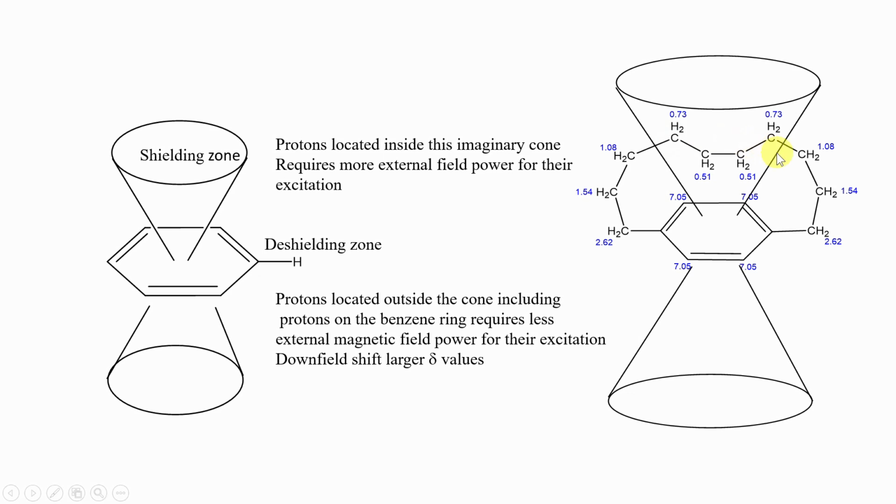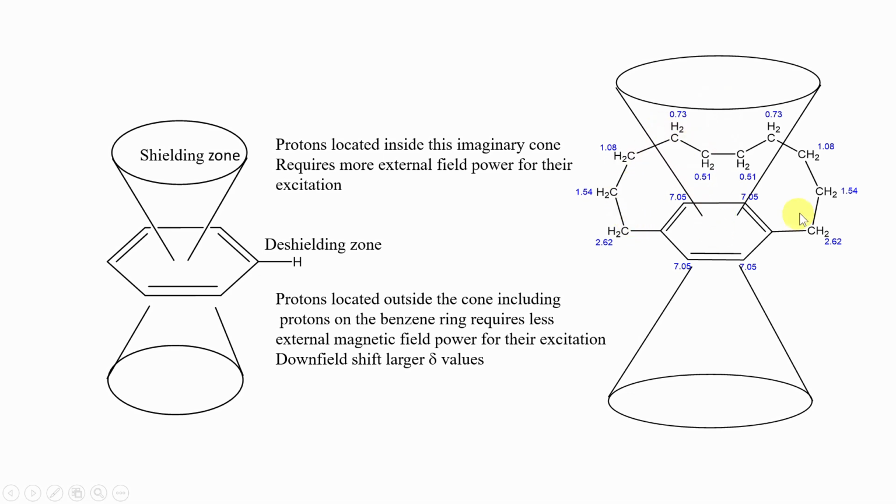whereas you can see the CH2 group here. In this case, it is the shielding zone of this molecule. Here it is 0.73, highly shielded. The protons of these CH2 groups are highly shielded. You can see the chemical shift value of this proton is 0.51. These protons also 0.51. It is because these are placed in the shielding zone of the secondary magnetic field.